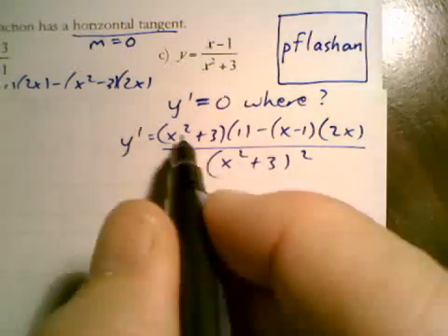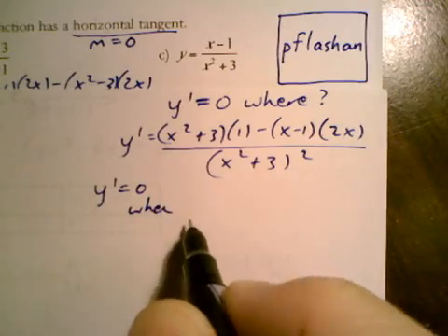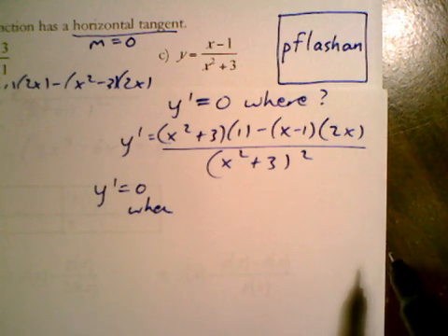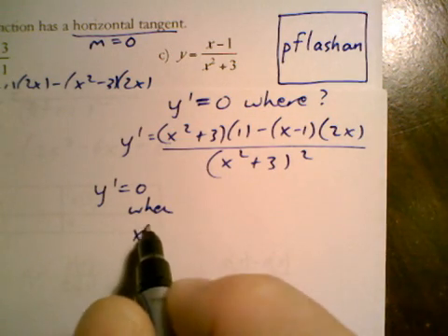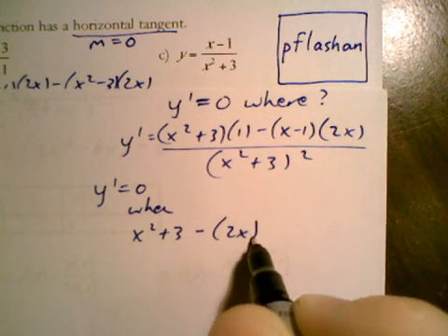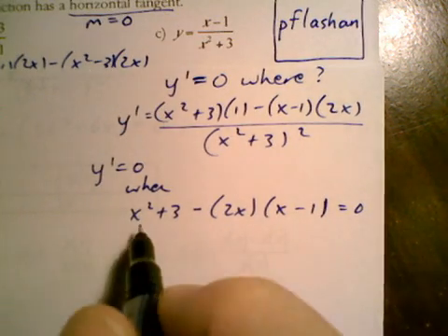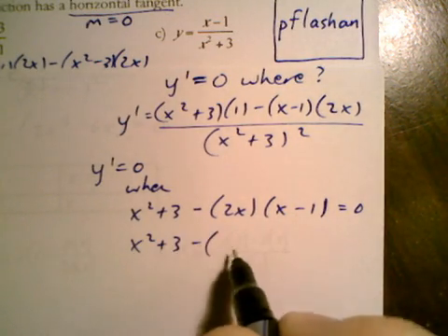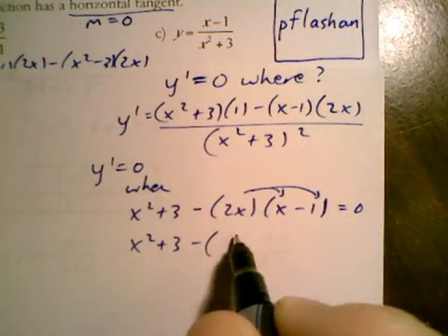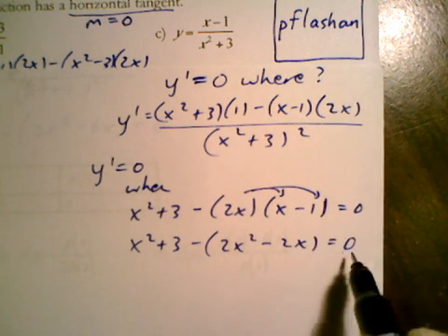Alright, so y prime is equal to 0 when the numerator is 0, because the denominator of a fraction can never make the fraction equal to 0. It's only when the numerator, x squared plus 3 minus 2x times x minus 1, I just flipped it around there, is equal to 0. And this is where the mistakes are made: I want to distribute first before I distribute the minus sign. So 2x times x is 2x squared, and then 2x times negative 1 is negative 2x, is equal to 0.